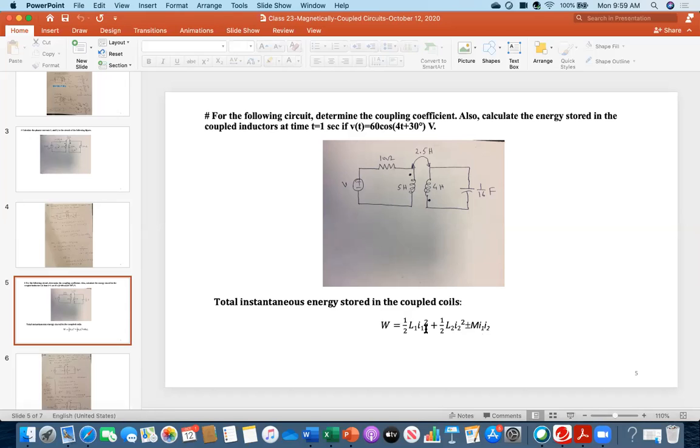So therefore, you know these things, L1 over 2 I1 squared. Only this is the new thing, the mutual term: plus or minus M I1 multiplied by I2. This current multiplied by this current.